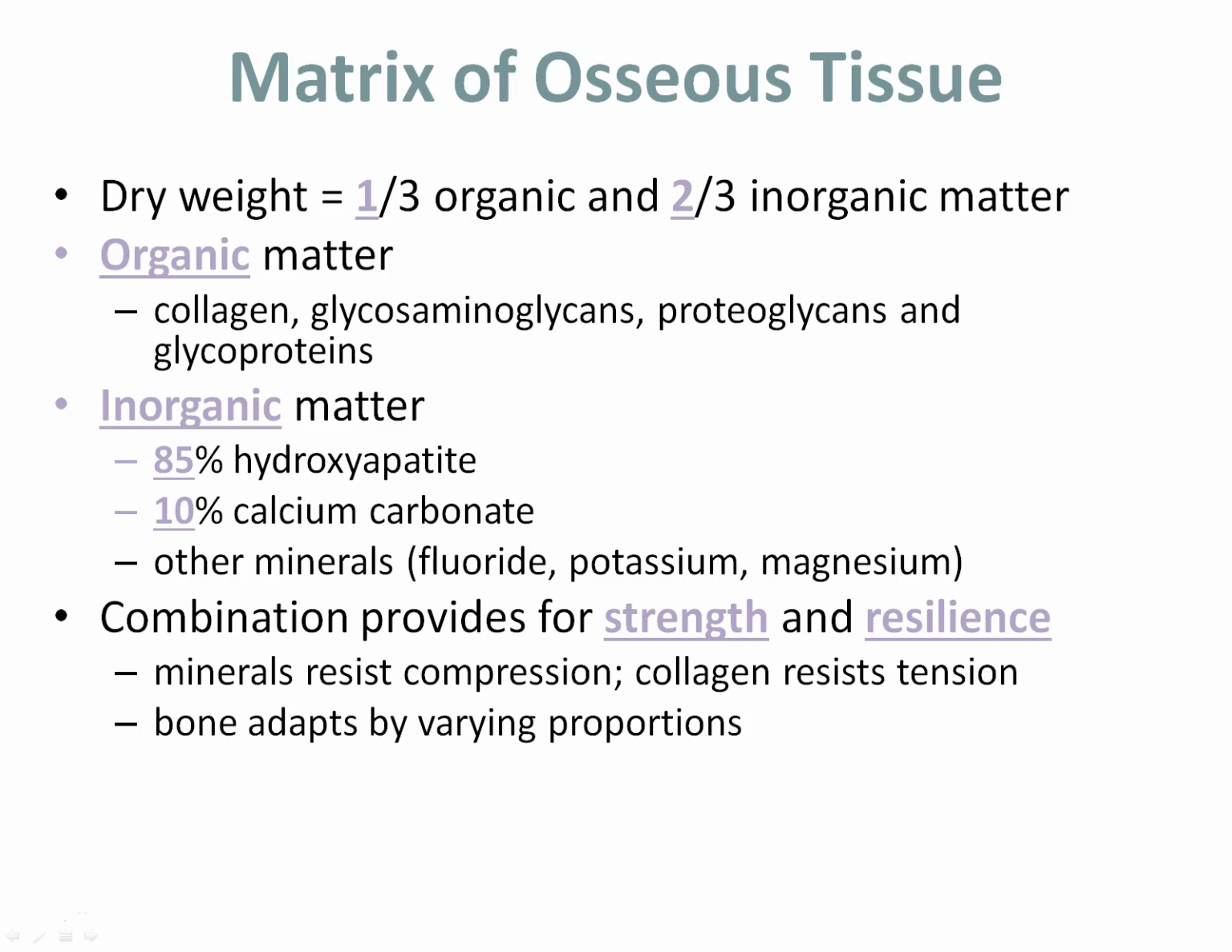This combination of organic and inorganic matter provides for both strength and resilience. Resilience is the ability to deform and then return to the original shape. So the minerals in bone resist compression, so being squished, whereas the collagen resists being stretched or broken. And bone can adapt by varying the proportions of minerals and collagen.